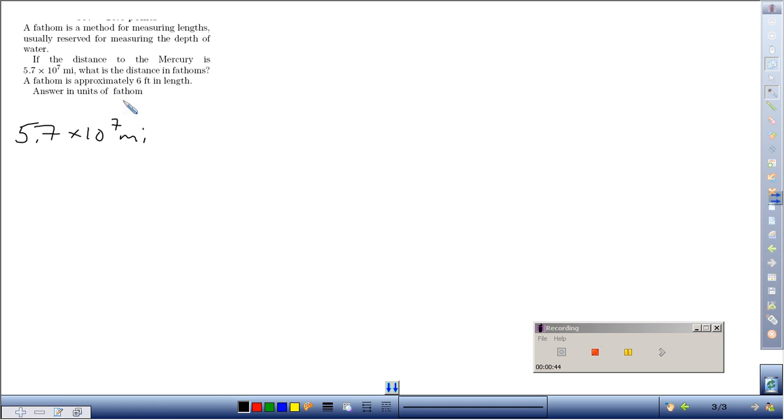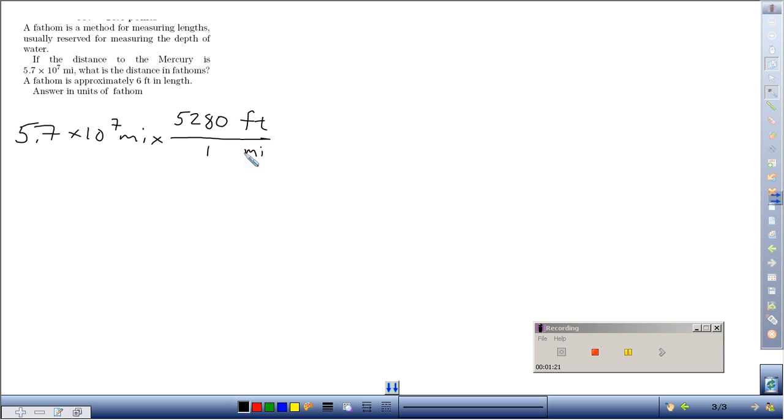I happen to know that there are 5,280 feet in a mile, and this tells me that 6 feet is the same as 1 fathom. So I'm going to do times and draw a line so that I can do a conversion. I've got miles here, which since there's nothing else here, that would be on the top. So I'm going to put miles on the bottom, and I can get from miles to feet because I know that 1 mile is the same thing as 5,280 feet.